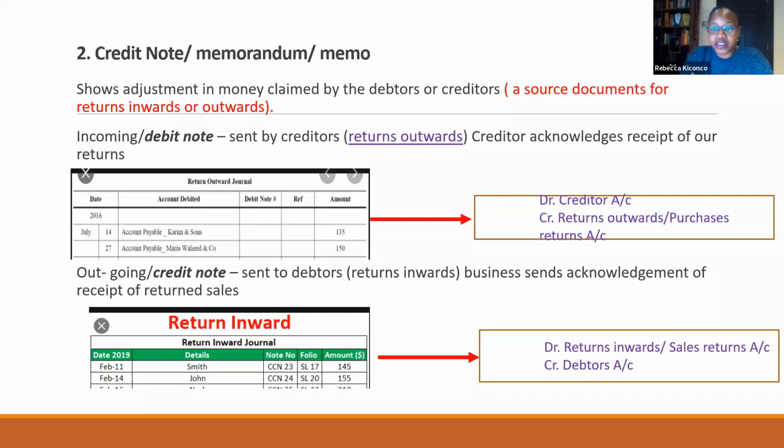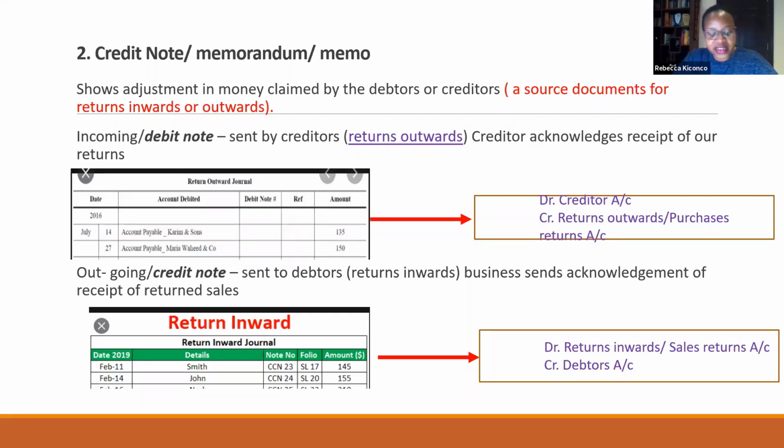Now, these documents originate, the debit note originates from creditors. In other words, they show a return of purchases, what we call returns outwards or purchases returns. So it is an acknowledgement. It's an acknowledgement from your creditor that you returned goods.